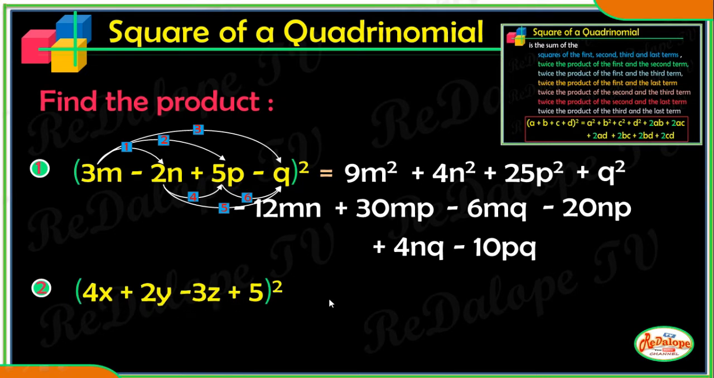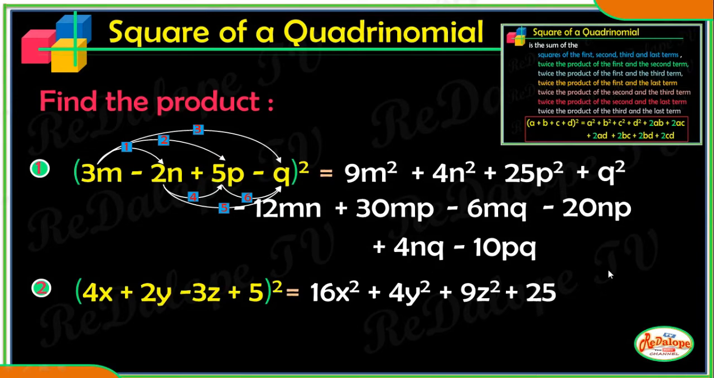For the next one, we have the quantity of 4x plus 2y minus 3c plus 5 raised to square. So squaring the first term, we have 4x times 4x, so that is 16x squared. For the second term, we have 2y times 2y, so we have positive 4y squared. Negative 3c times negative 3c, so that is positive 9c squared. 5 times 5, so that is positive 25, we should say.